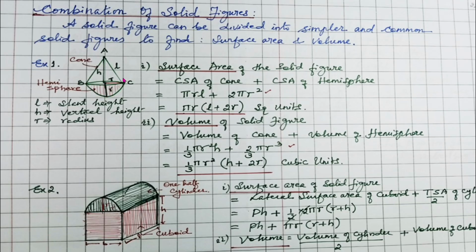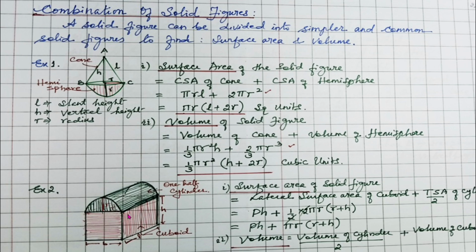Now, if you want to find the volume of this solid figure, find the volume of the cone, the volume of the hemisphere, and add them. And we know that the volume of cone is 1 by 3 pi r square h, and the volume of hemisphere is 2 by 3 pi r cube. Then the common factor is 1 by 3 pi r square, in the bracket h plus 2r. So many cubic units is the volume of the solid figure. Remember that.